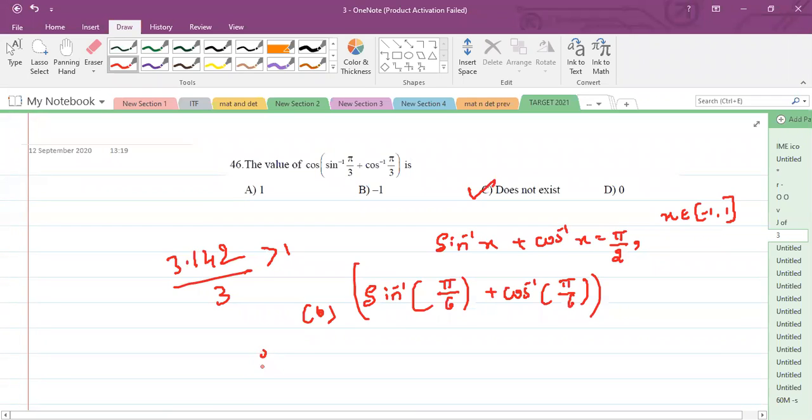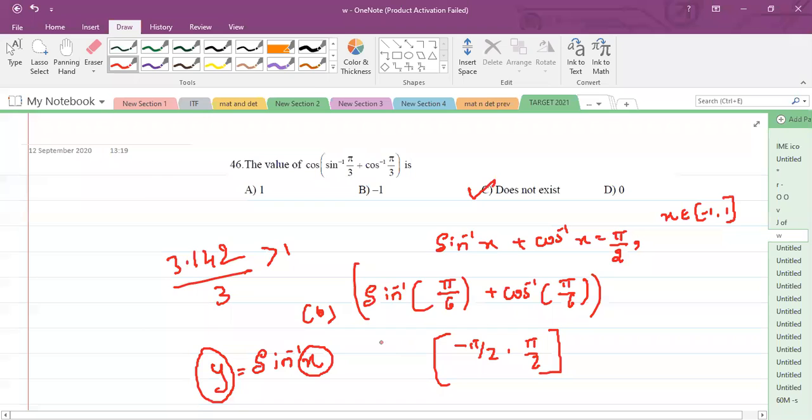Remember, in inverse trigonometric functions, y equals sine inverse of x means x is a real number and y is an angle. Immediately by looking at this, you may think pi by 3 is fine for sine inverse. No. Minus pi by 2 to pi by 2 is the range for sine inverse of x. That is for y, not for x. x should be between -1 and +1, so it does not exist.